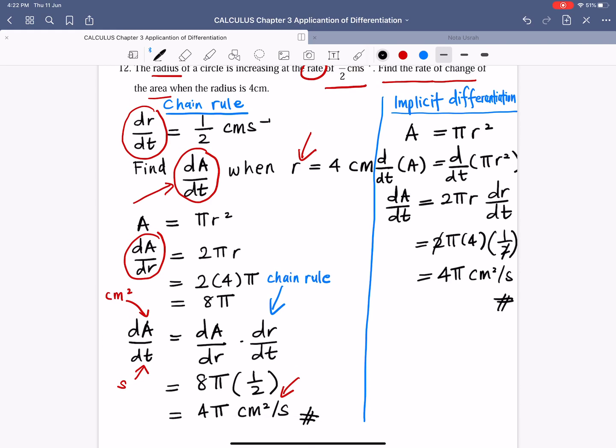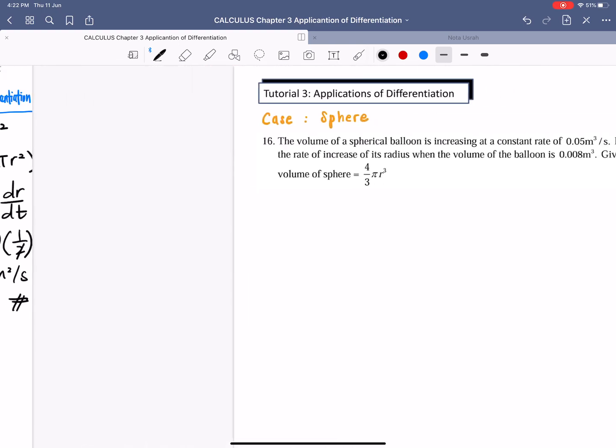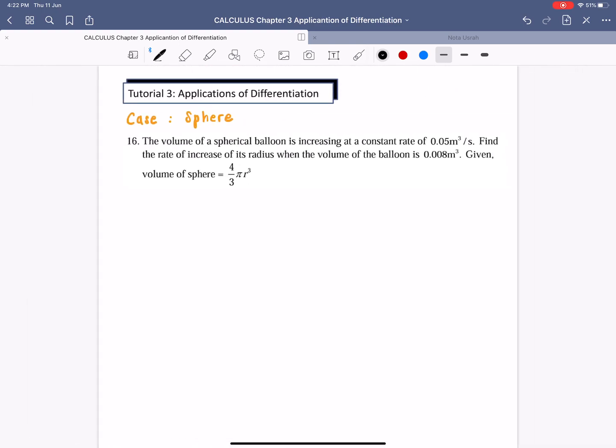So either you use the chain rule or implicit differentiation, you must get the same answer. Okay, now let us look at another example. This example is based on question number 16. We have here a spherical problem.